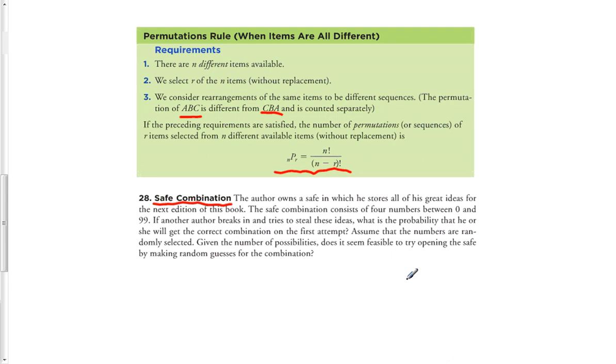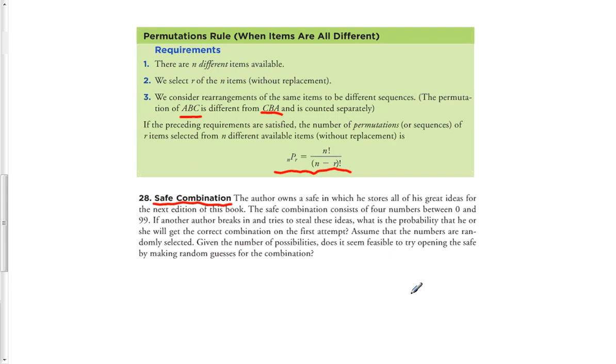Now, it says the author, this is the author Triola, owns a safe in which he stores all his great ideas for the next edition of this book. The safe combination consists of 4 numbers between 0 and 99. That's 100 numbers that we can select from. 0 to 99, 0 is the first number, 99 is the 100th number that we have to select from.